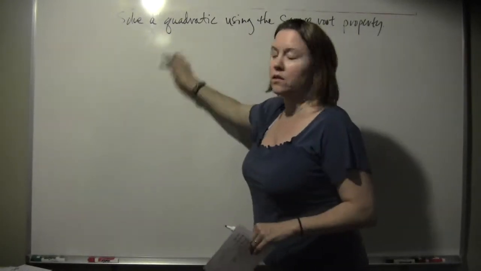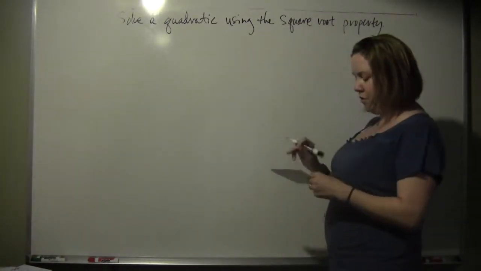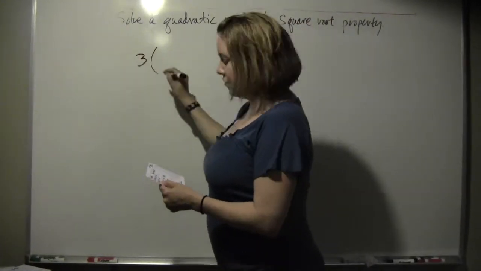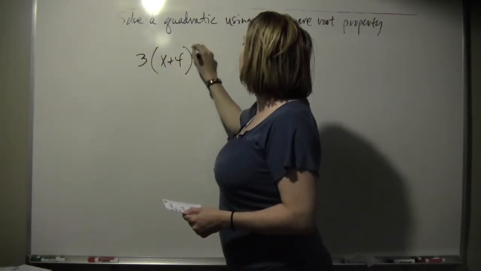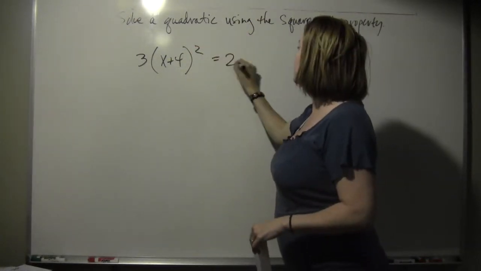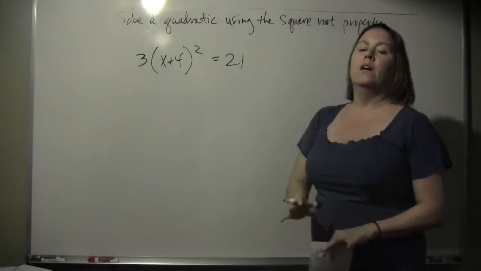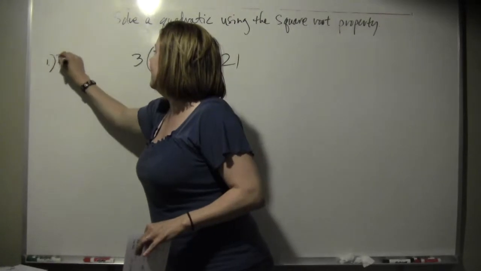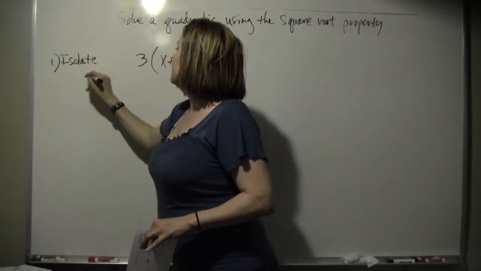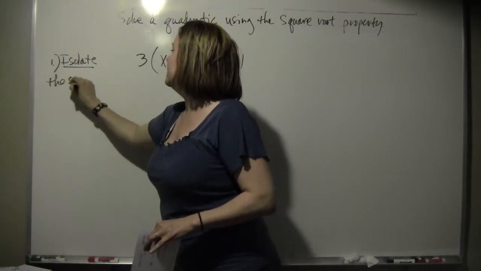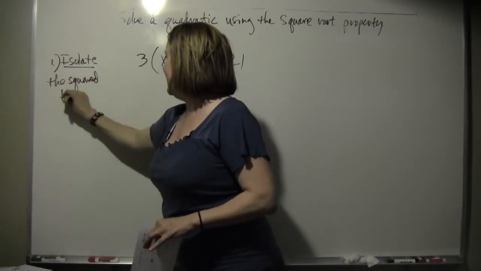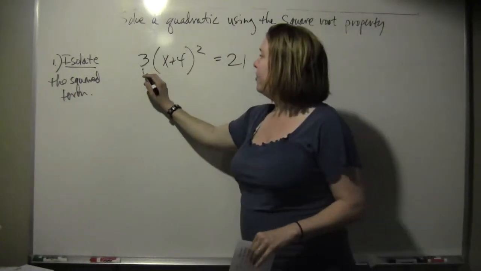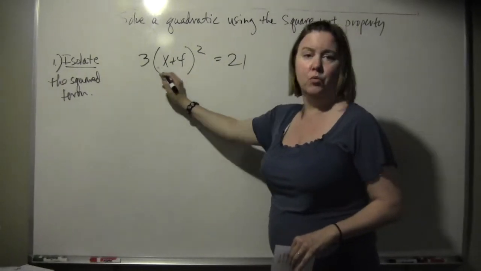Alright, so now we can talk about the square root property. The problem they have given us is 3 times x plus 4 squared equals 21. Okay, so the first thing you want to do for the square root property is isolate the squared term. By isolate, what I mean is that that's all I want on one side of the equation. Right now we have 3 times the squared term on one side.